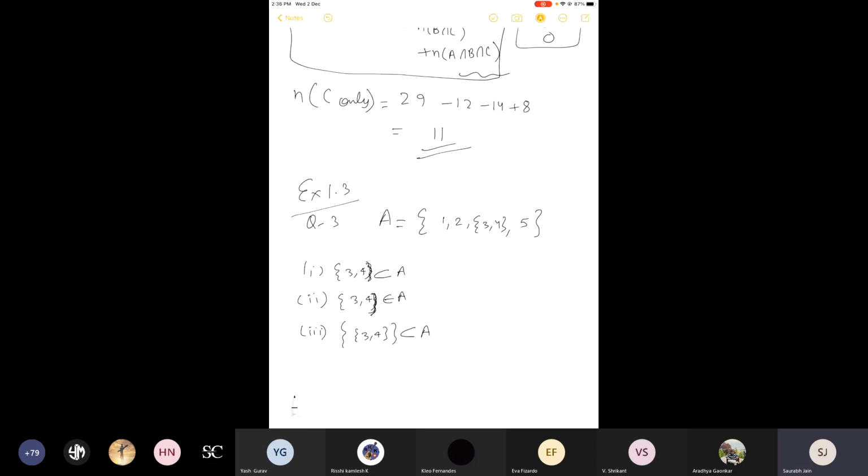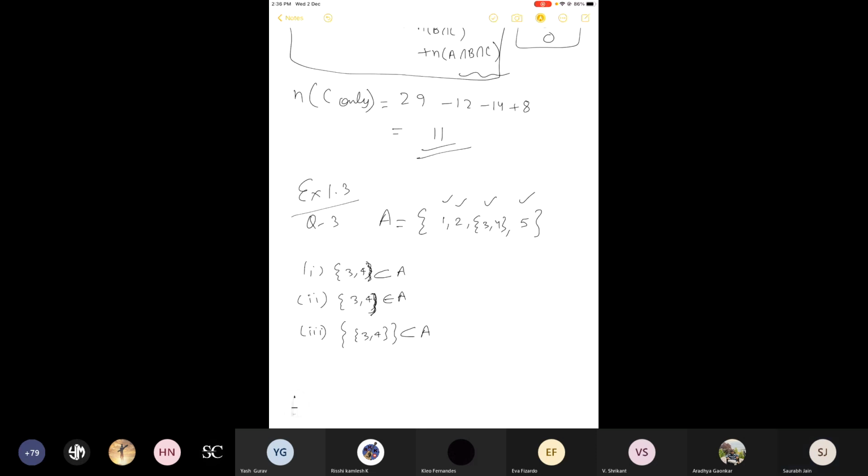So I have a question for you. When I have given this set A, enclosed within braces are some terms. Are these terms which I have ticked elements or members of this set A, or are they subsets of set A? If I ask what is one? One is an element or member of A. What is two? Two is a member of A. What is five? Five is a member of A. What is 3 comma 4 in this bracket? Member of A.